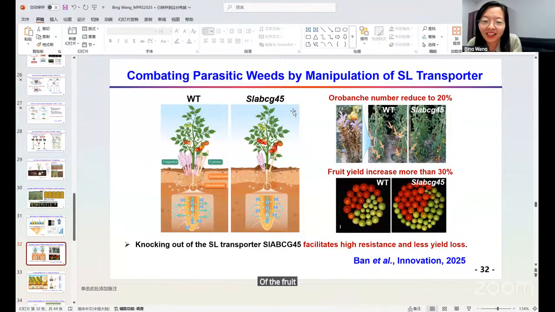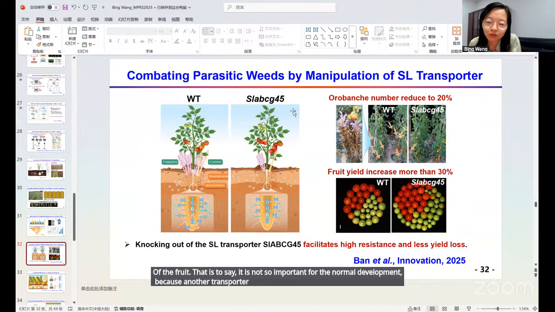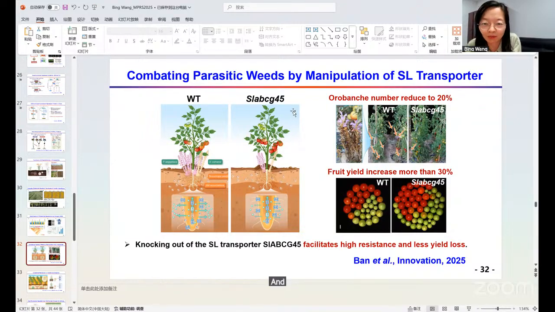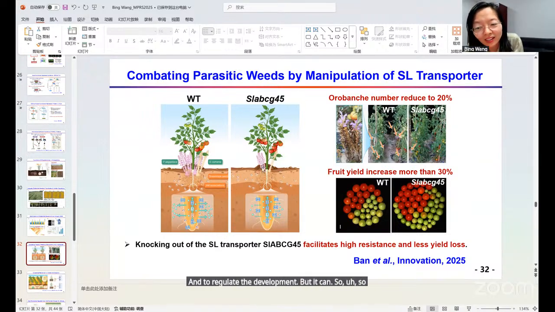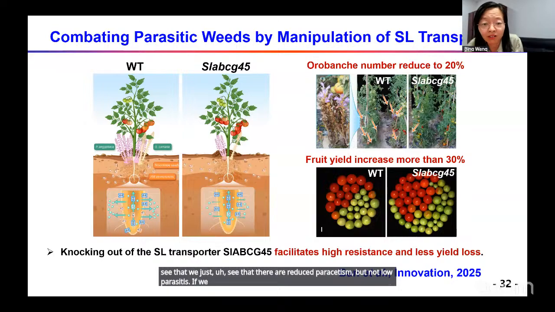That is to say, it is not so important for normal development, because another transporter can also transport the strigolactone to the aboveground parts and regulate development. In this figure, you can see that we only see reduced parasitism, but not no parasitism. If we completely block the transport or the biosynthesis, the plant growth is very bad.